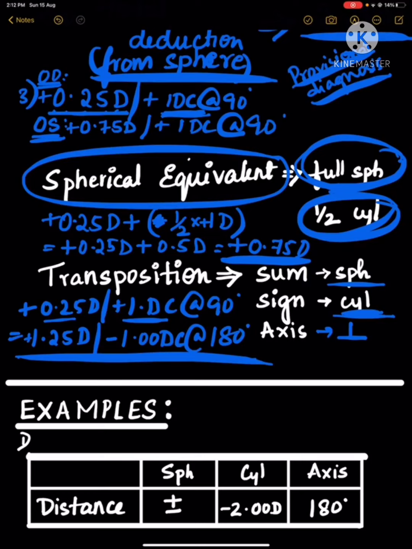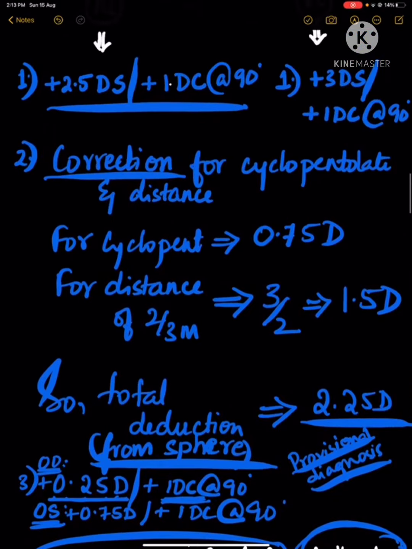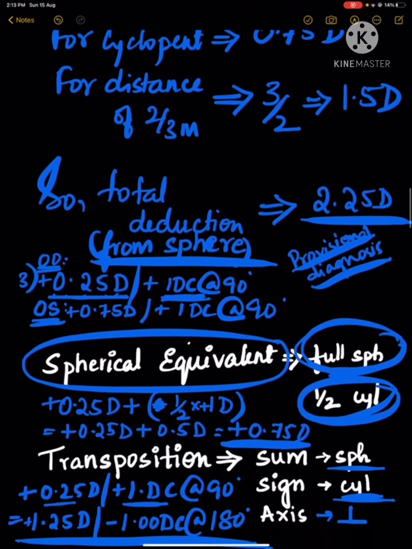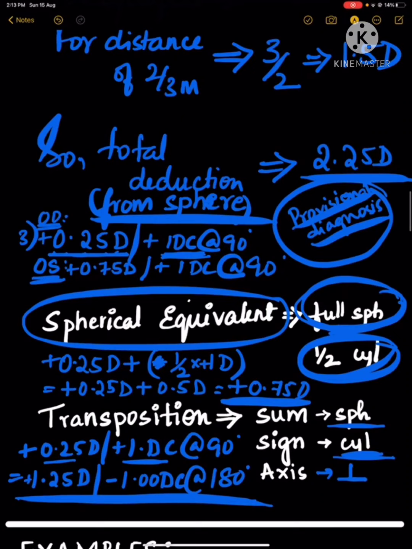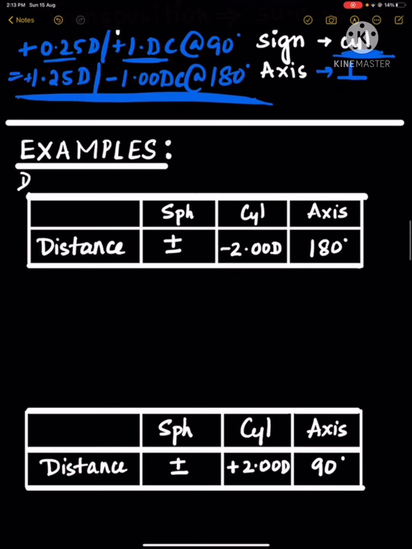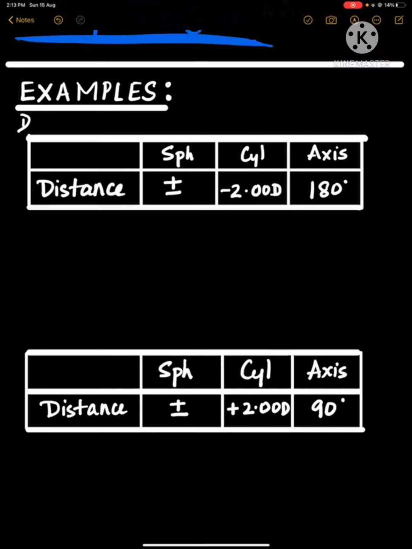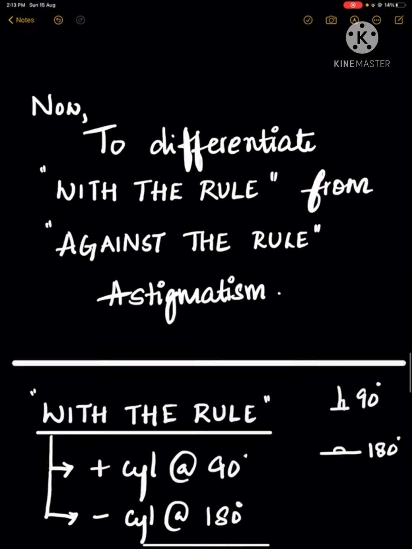Because a toric surface at the end of the day is a cylinder that has been bent along its axis. Okay, it's a little complicated thing. Let's leave that. Now, as I said earlier, I'll explain how to arrive at this provisional diagnosis. I told you guys that this is a compound hyperopic astigmatism, which is with the rule. It's very simple. We'll do it with examples and you guys will understand in no time. Before that, let's do a bit of a conceptual thing.